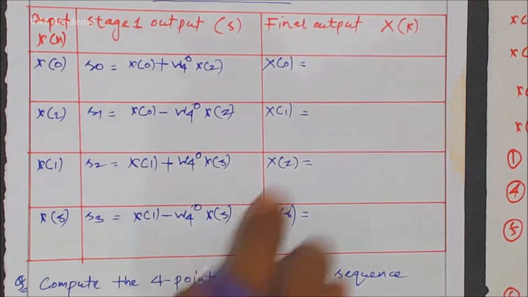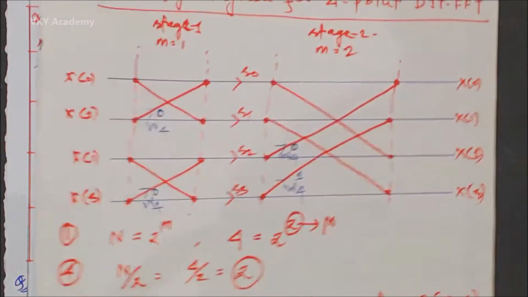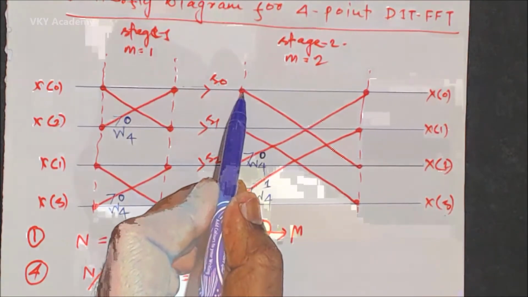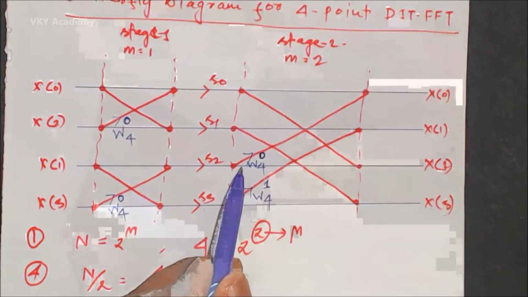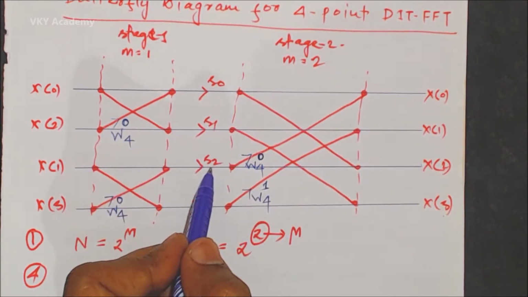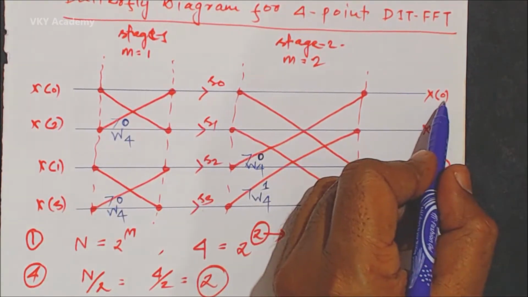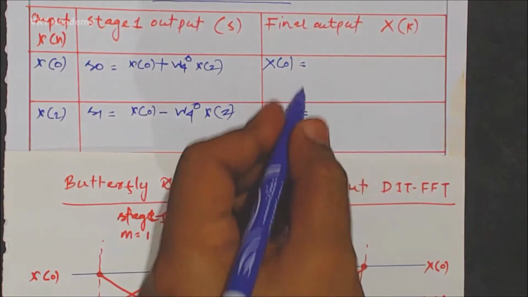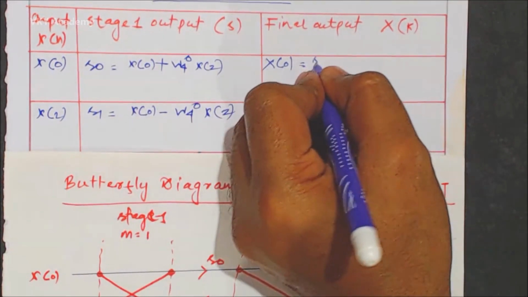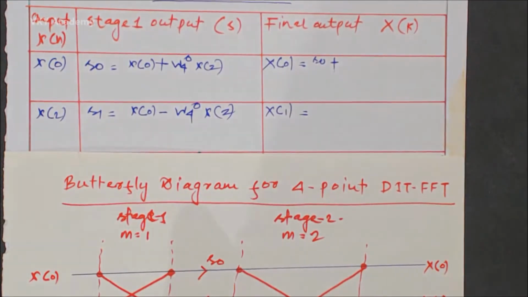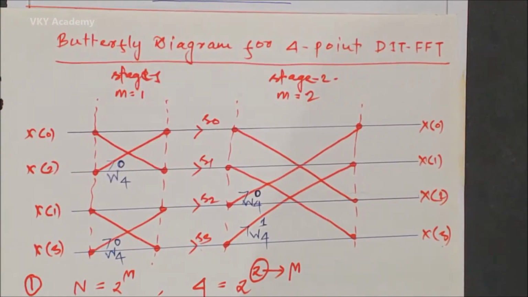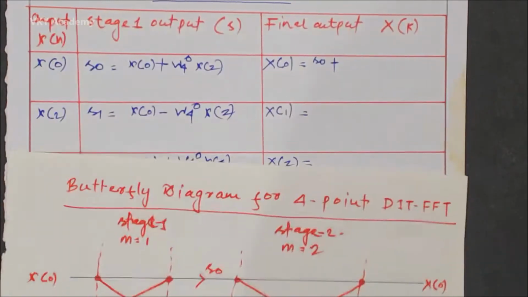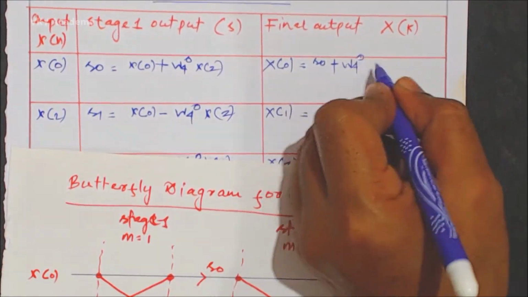Now let us find out the final stage output. As you can see here, the inputs associated with the first butterfly of second stage are S0 and S2, and the outputs associated are capital X0 and capital X2. So let us calculate the value of capital X0 and capital X2. So capital X0 will be small s0 plus the twiddle factor associated. The twiddle factor associated is W4 to the power 0 into S2.